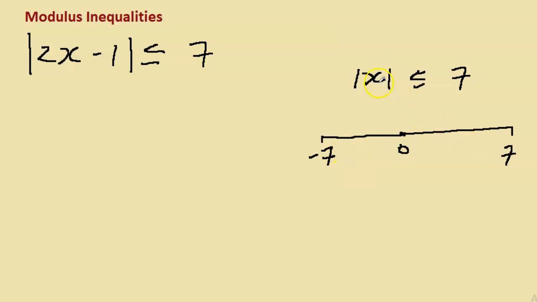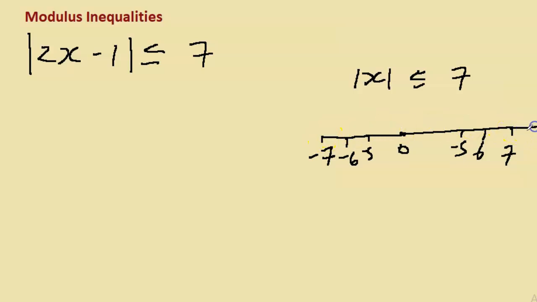So, for example, if I put 6 here, then the modulus of 6 is less than or equal to 7. If I put 7 here, 7 is equal to 7. If I put 5 here, it satisfies. If I put negative 6, the modulus of negative 6 is what? 6, which is less than or equal to 7. Any value between works.